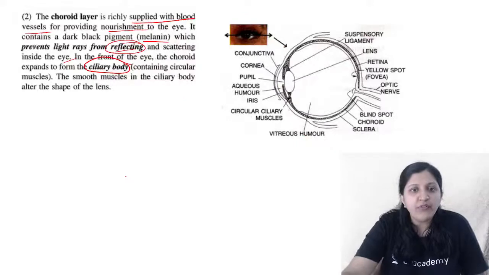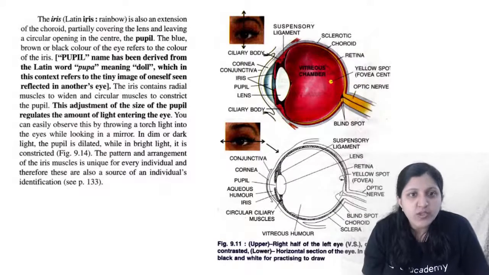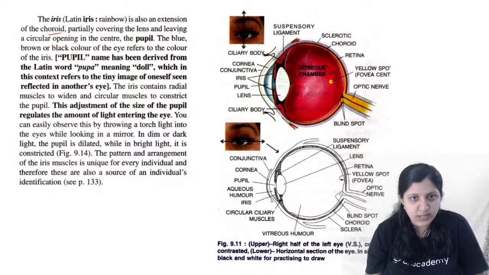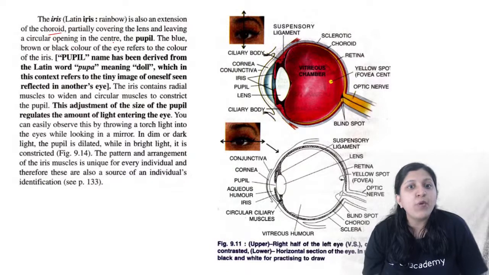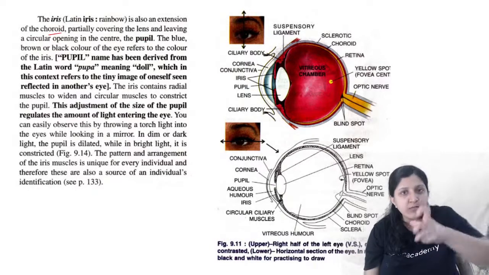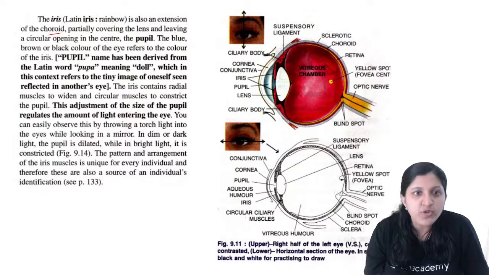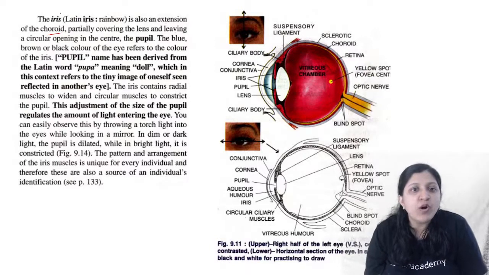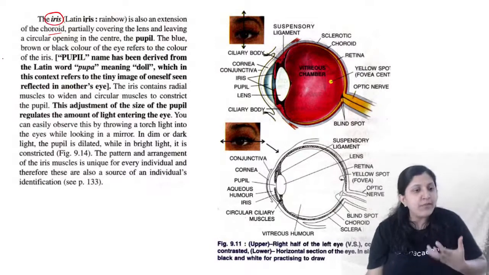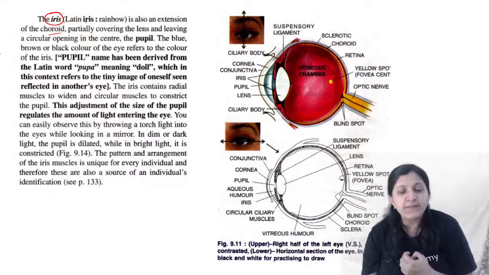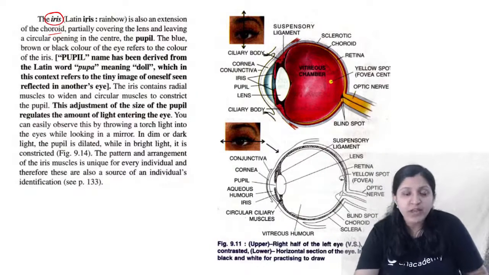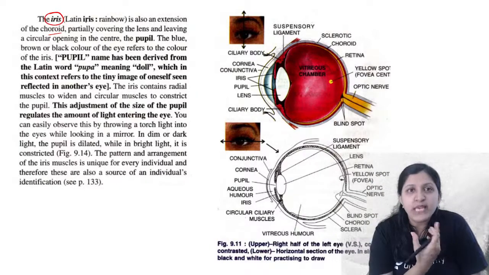Next, smooth muscles in the ciliary body are the ones which are altering the lens shape. The iris is an extension of the choroid itself, which is partially covering the lens and leaving a circular opening in the center. The blue, brown or whatever coloration there is, is all because of the iris. So we say the black colored eye, or the blue colored eye, somewhat like we say cat eyes and all.